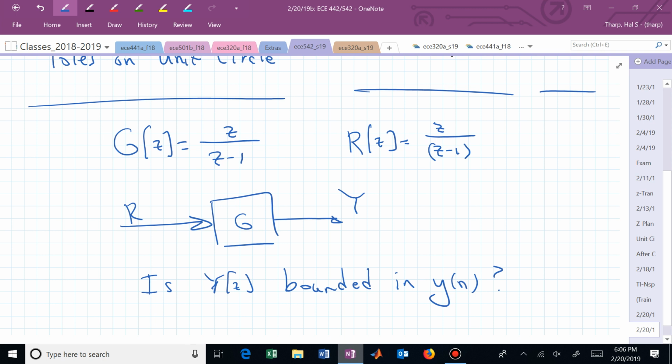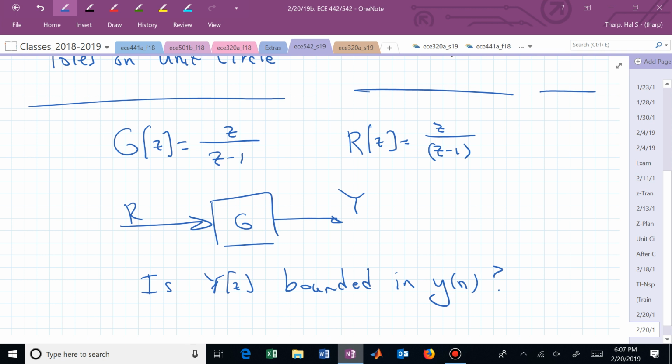Do you remember what the inverse Laplace transform of 1 over s is? Hopefully that didn't mess everything up. Is y of n bounded? It's not. So you could actually find a bounded input, r, applied to a system that has a pole on the unit circle whose output will go unstable.